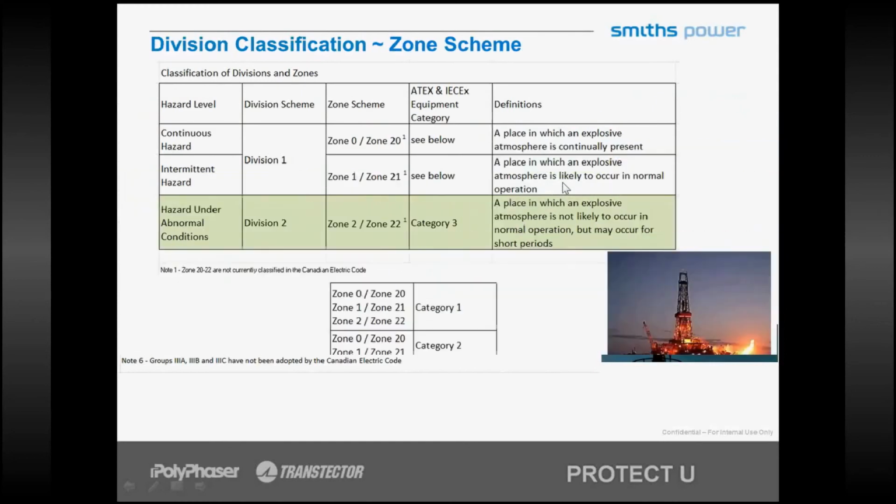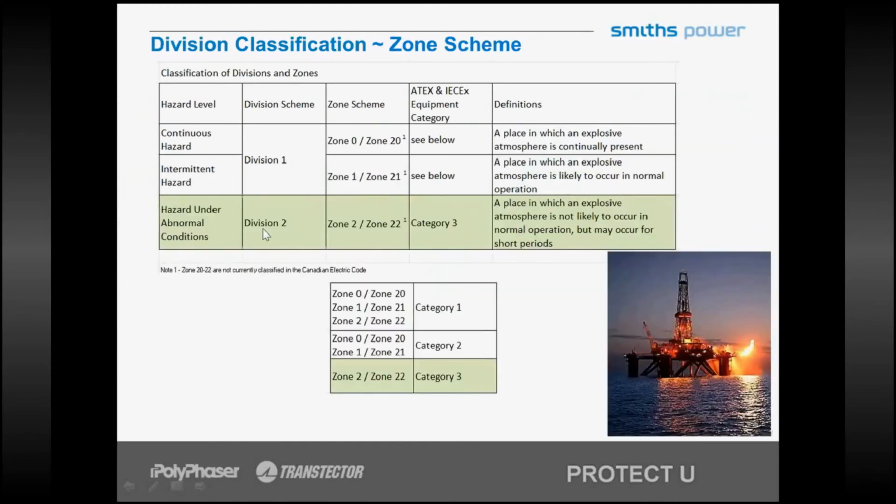The second part of it is whether or not there's a prevalence of that substance. In North America, that would be called Div 2, Division 2. In the zone scheme, that's called Zone 2 or Zone 22. And in the IEC scheme, it's called Category 3. It means the same thing, but that's the secret translation between the different parts of the world, between North America and Europe with the IEC.